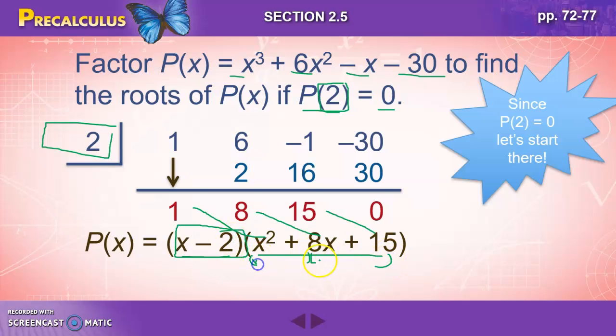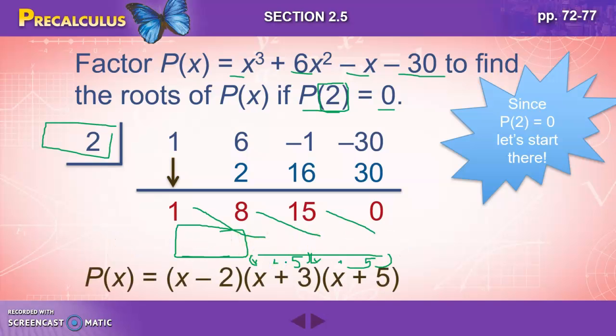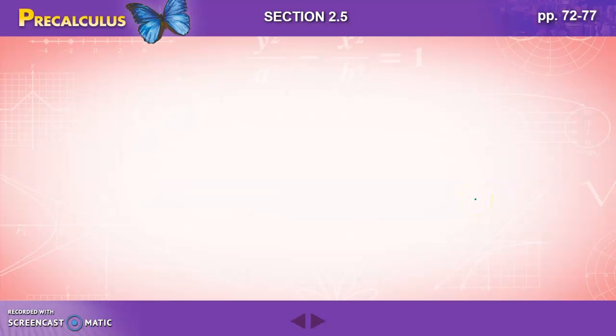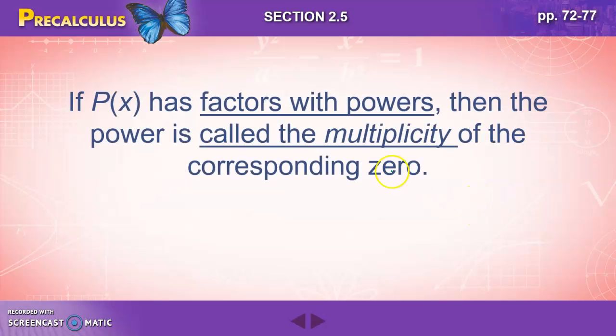Using what we know about factoring to get 5 and 3, x plus 5 and x plus 3. So our final factored polynomial is x minus 2. Since we know the remainder of p of 2 is 0, that tells us 2 is a factor. X minus 2, and then x plus 3 and x plus 5 are the 3 factors, or the 3 zeros of the polynomial. That's what I'm trying to say.